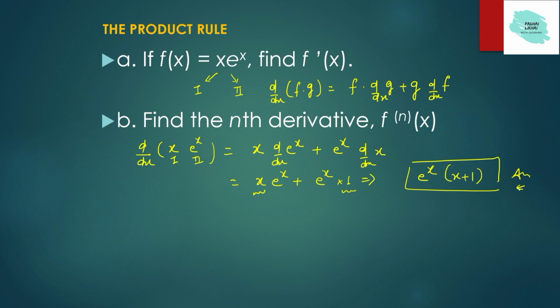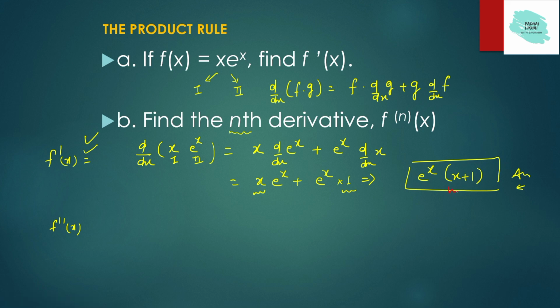Now the second question says find the nth derivative, that is, differentiating n times with respect to x. So let us try. Here we have done the first differentiation of the function. Now again we try the second differentiation of the same function. We have already differentiated it, and it gives (x plus 1) times e^x.